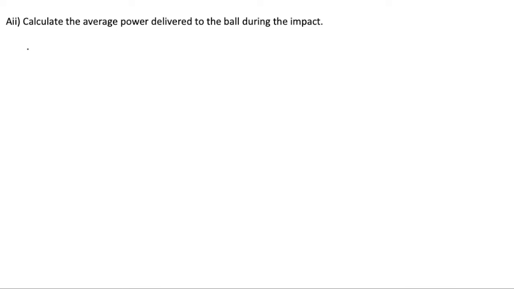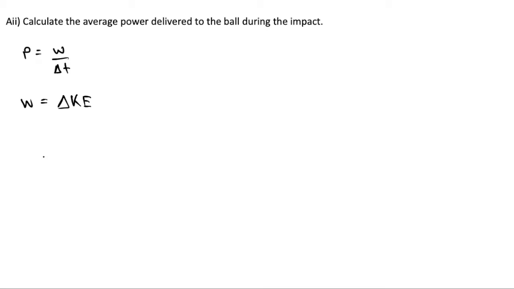So let's recall, what's the formula for power? Capital P, power, is equal to the work done divided by the change in time. And there's a specific theorem which we can use to find the work. It's called the work kinetic energy theorem, where work is equal to the change in kinetic energy, so kinetic energy final minus kinetic energy initial.